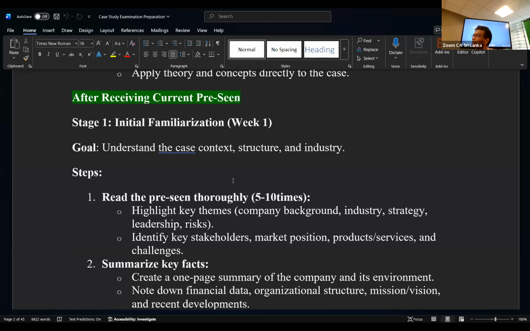Did they give the pre-seen? The first 1 week has gone. So if you have not started to read it, at least now read it for 1 hour. Because there are a lot of things, and none of them are interesting for you.